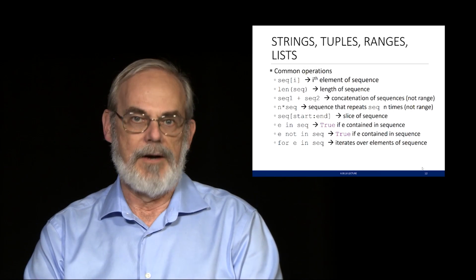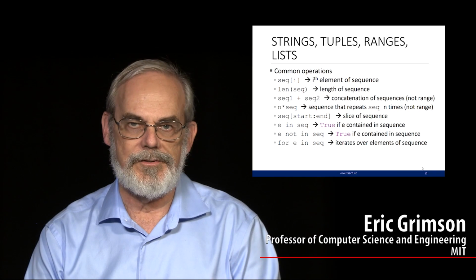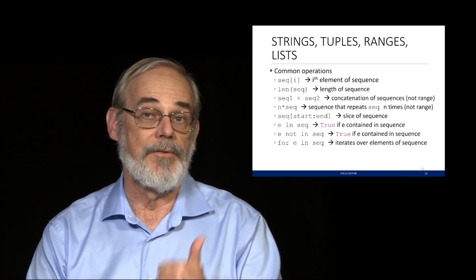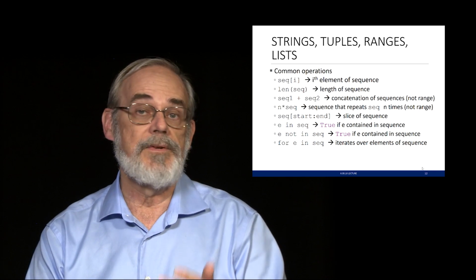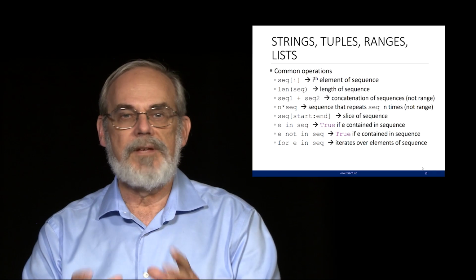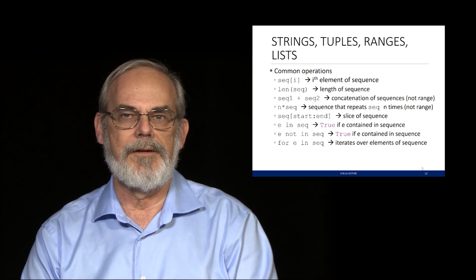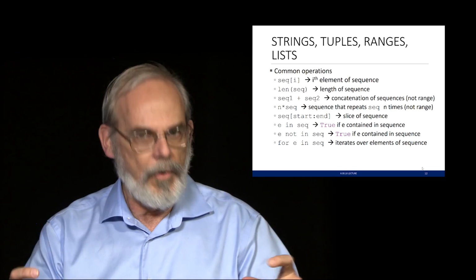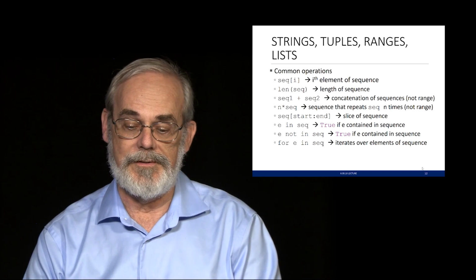We've seen now 4 different ways to collect things together into compound data structures, non-scalar data structures. We've seen strings, we've seen tuples, we've seen ranges, and we've seen lists. And I want to take a little bit of time to talk about the common operations that apply to all of them. They're all ordered collections of elements. They all have certain properties, and then they have a few differences.